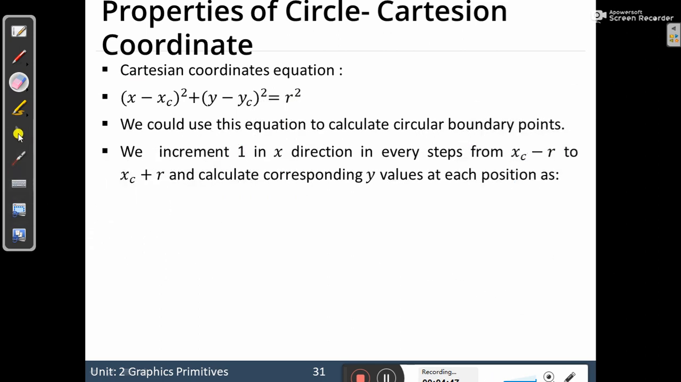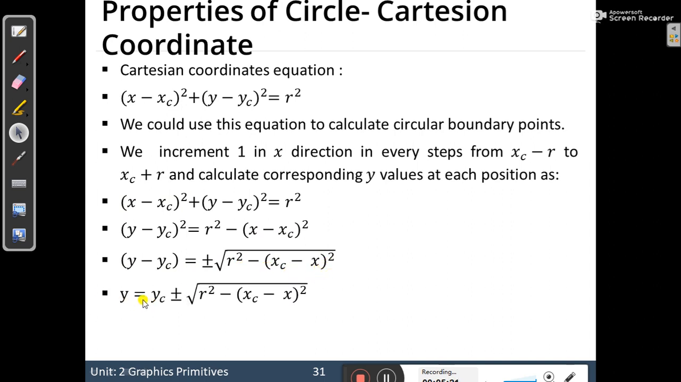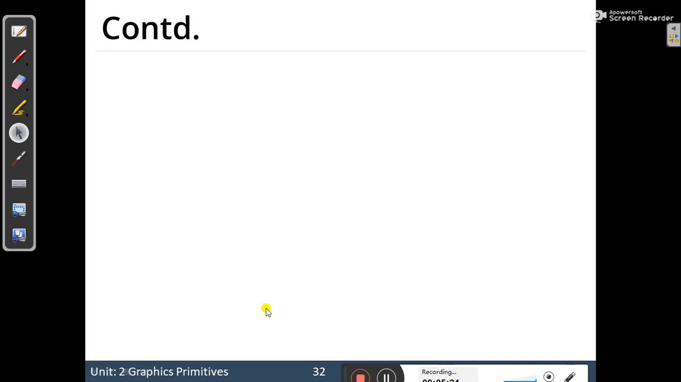Next, again the same equation, so we can write it like this by transferring this part to the right hand side. Then y minus yc equals plus or minus the square root of r squared minus xc minus x, whole squared. So y will be yc plus or minus this.